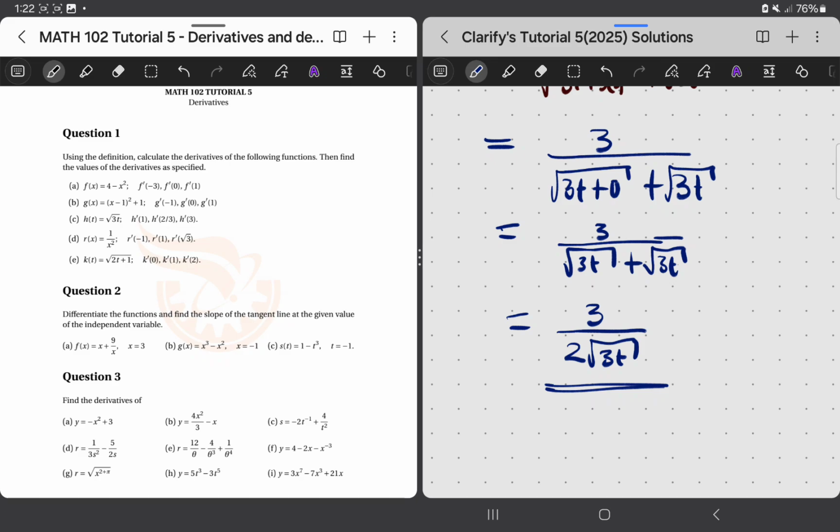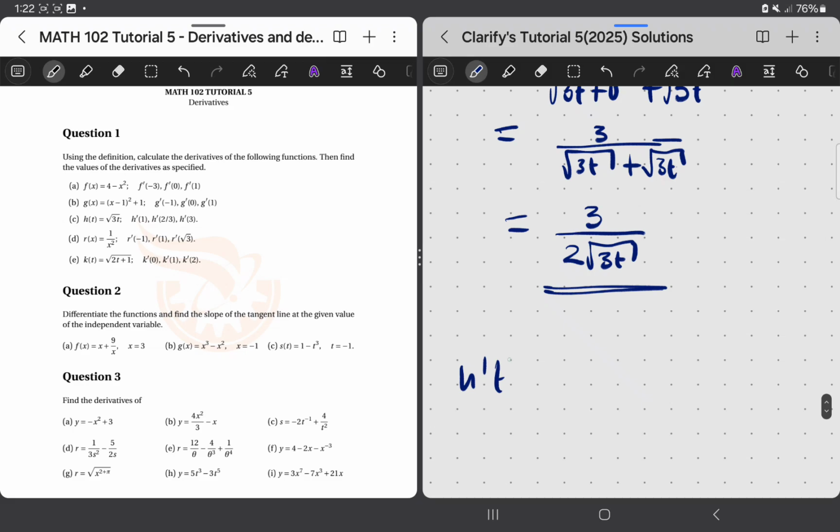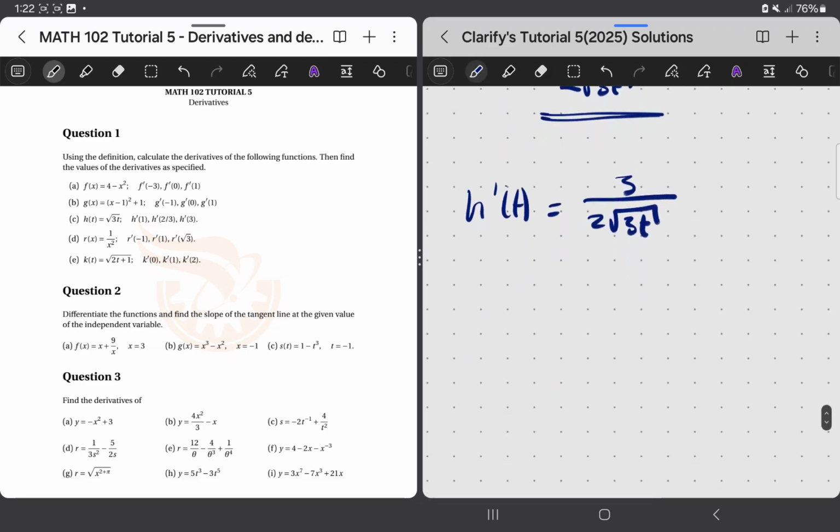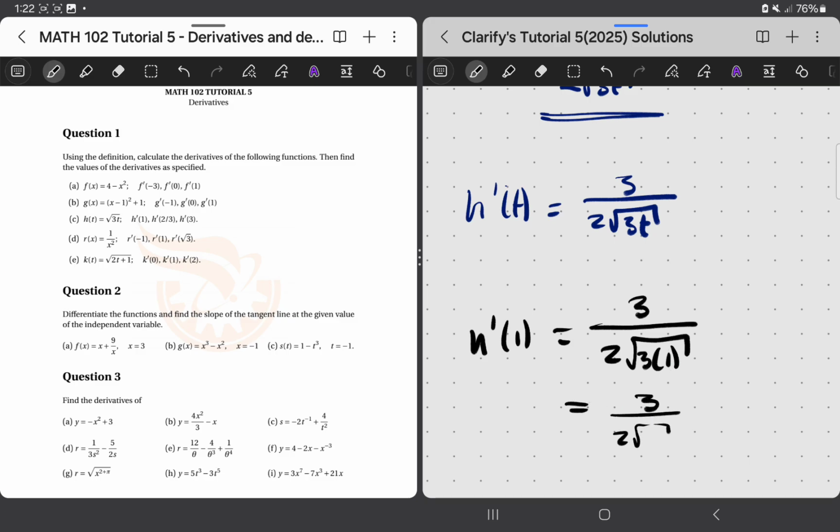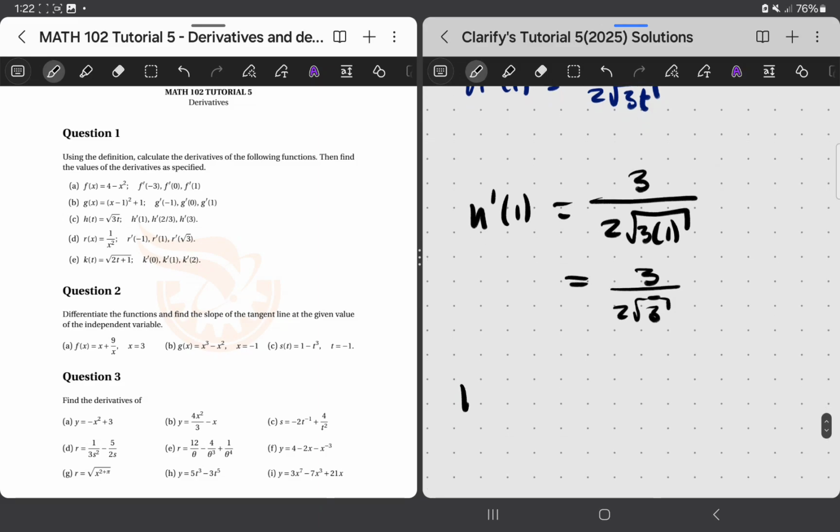But we are not yet done. This is going to be our h prime of t. So we can now say h prime of t is equal to 3 over 2 root of 3t. Now we can start to put the missing values. H prime of 1. What is it? Wherever there is t, we are now putting 1 in h prime of t. So it's going to be 3 over 2 root of 3 by 1, which is going to be 3 over 2 root 3. Okay? Then we can have h prime of 2/3.